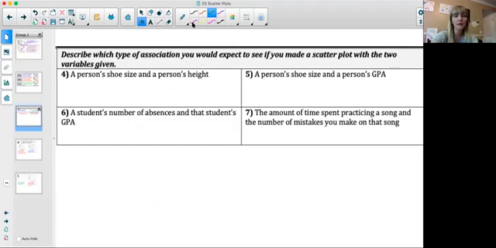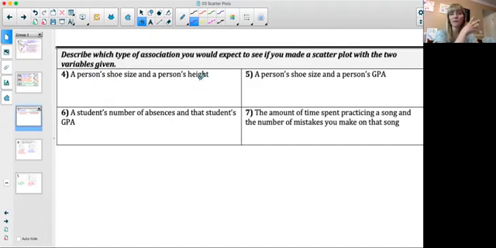So oftentimes it helps me. It says describe which type of association, so we know there's three of them, positive, negative, or none. Which type of association would you expect to see if you made a scatter plot with these two variables? So for example, here's variable one, a person's shoe size. That would be numerical, right? I could ask you what shoe size you have, numerical. And a person's height, again, that would be numerical.